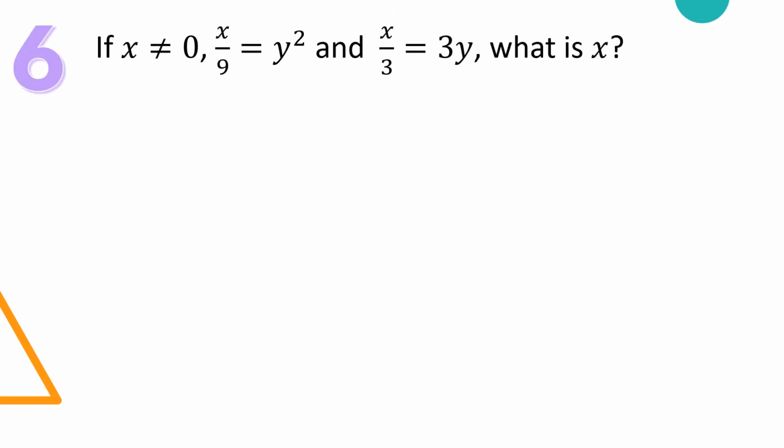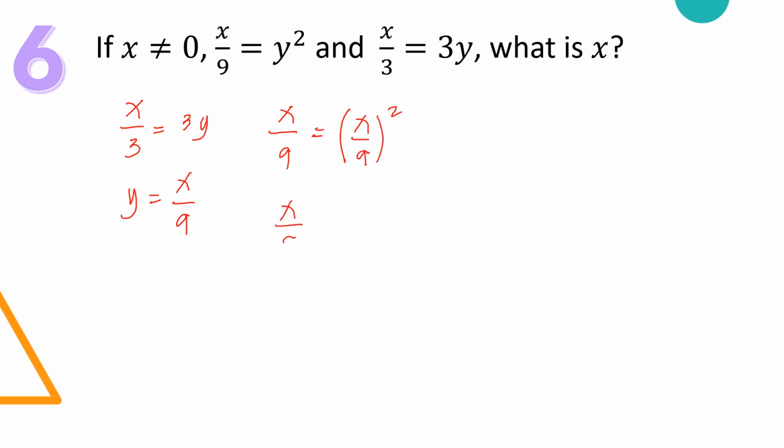Number 6. If x is not equal to 0, x over 9 is equal to y squared, and x over 3 is equal to 3y, what is the value of x? From x over 3 is equal to 3y, dividing both sides by 3, we'll have y is equal to x over 9. And substituting y equals x over 9 into x over 9 equals y squared, we'll have x over 9 equals x over 9 squared, and this will be x over 9 is equal to x squared over 81.